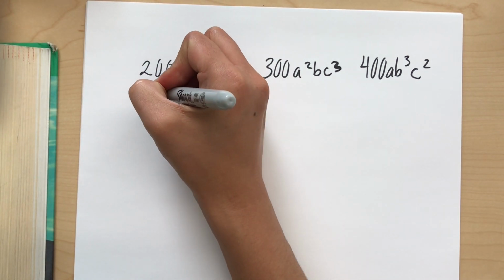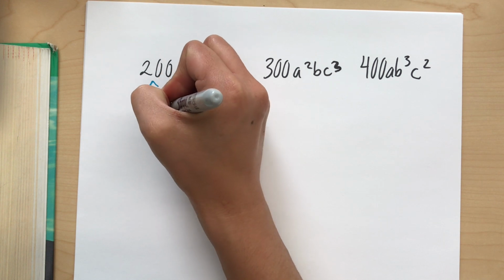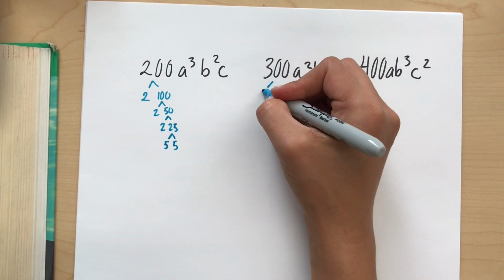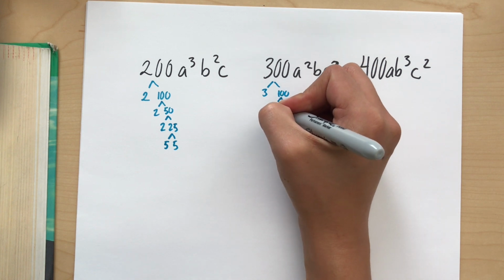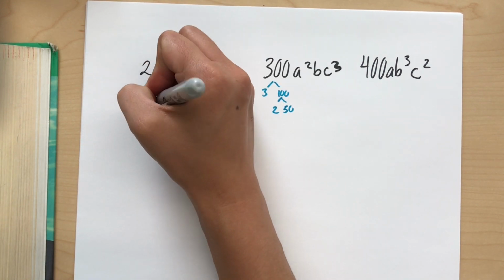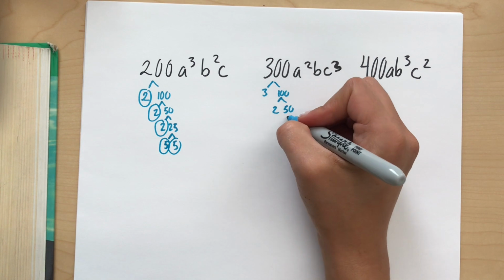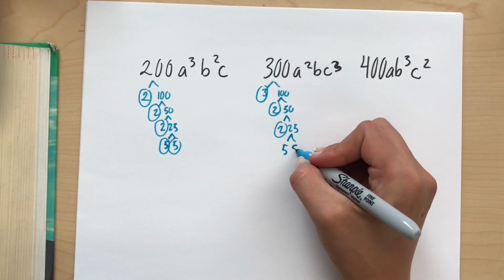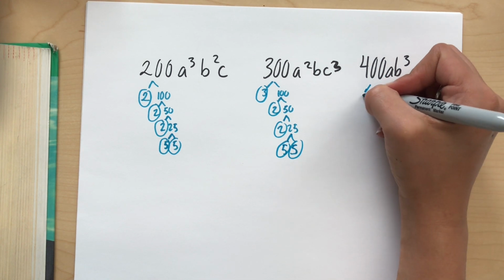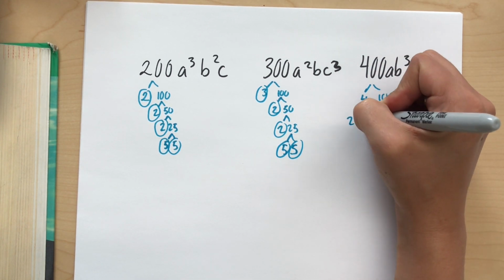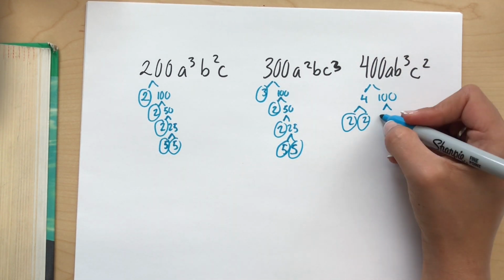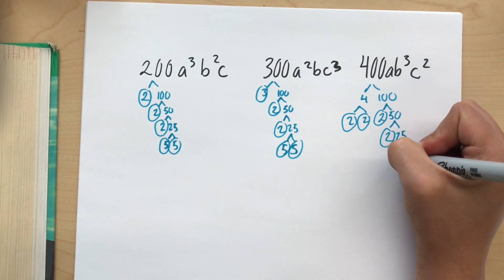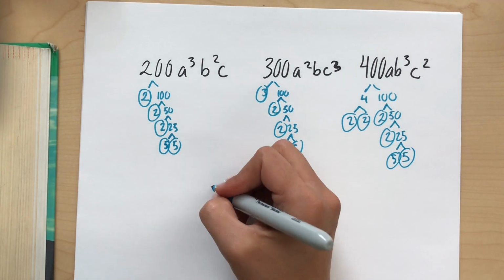So in the first number, I'm going to take out 2, and I'm going to get 100, and then I take out 2, I get 50, 2 and 25, and then 5 and 5. Okay, I'm going to do the same thing with 300, right? 3 and 100, 2 and 50, 2 and 25, and then 5 and 5. Okay, same thing with 400. I'm just going to take out 4 and have 100 so that everything is going to look kind of the same. I circle those 2 2s that I split up, 4 and 2, and then I got 2 and 25, and then 5 and 5.